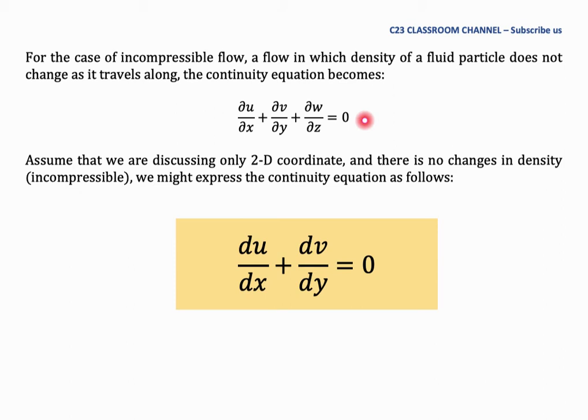Assume that we are only discussing a two-dimensional coordinate and there is no change in density, which is incompressible flow. We might express the continuity equation as follows. So we neglect the z term here. We have ∂u/∂x + ∂v/∂y = 0. And because it is not a partial derivative anymore, we could change our continuity equation into du/dx + dv/dy = 0.